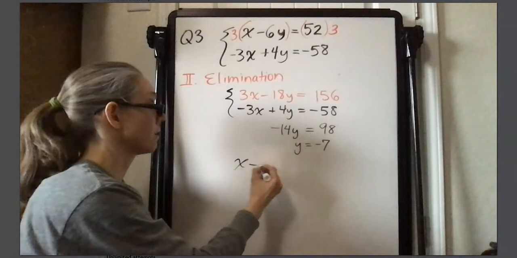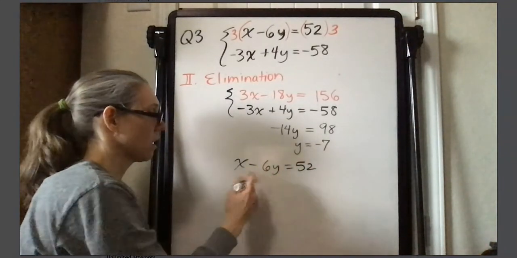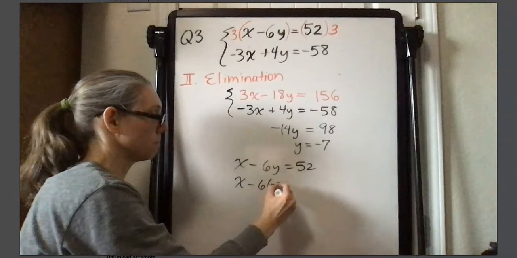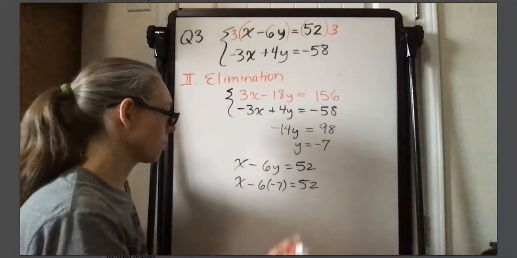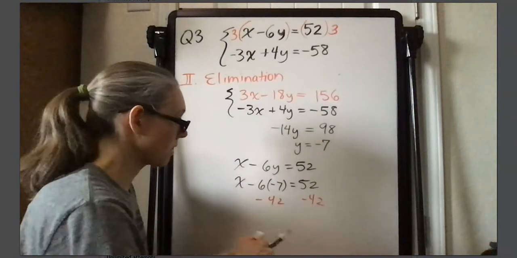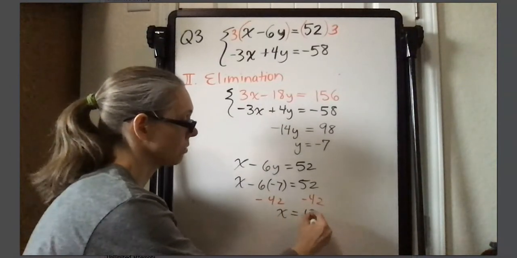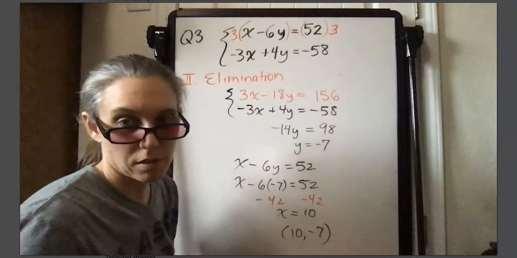So the first equation was x minus 6y is equal to 52. And if I replace y with negative 7, I'll be subtracting 42 from both sides. And that's going to give me x is equal to 10. So then my final answer is, again, 10, negative 7.